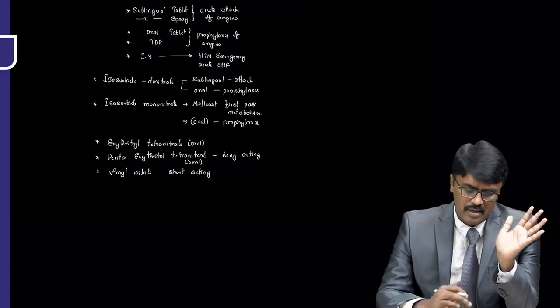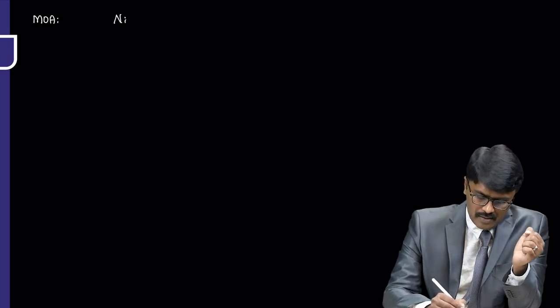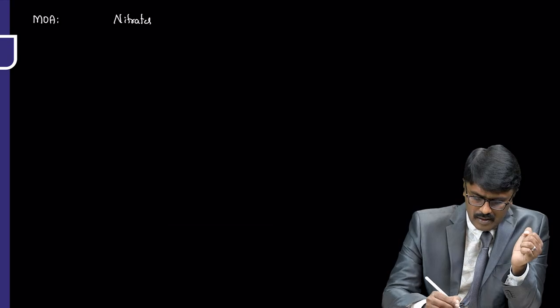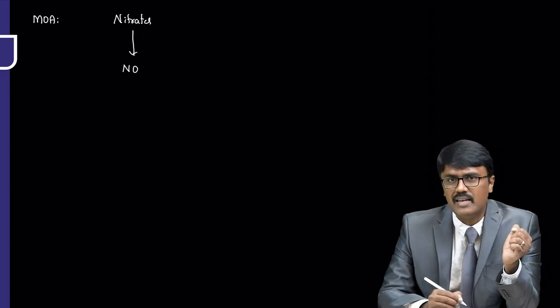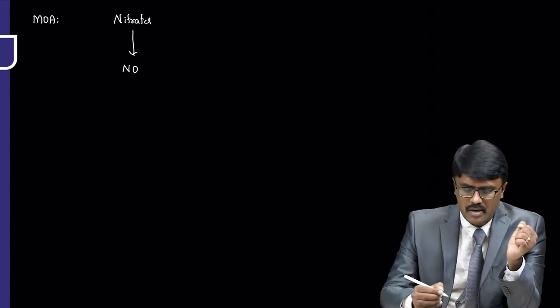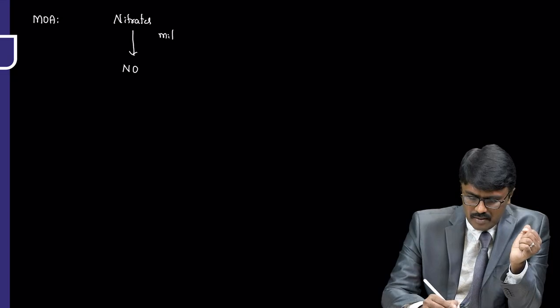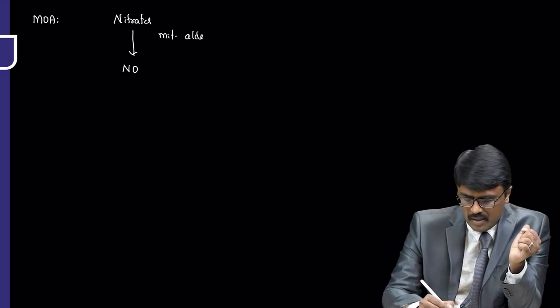Now I have an idea what the drugs are. Once I have that, let me understand the mechanism of action, how the drug works. How nitrates work, the mechanism of action, is very, very important. When we give nitrates, they are metabolized and you will get nitric oxide. Now there is something called mitochondrial aldehyde dehydrogenase.